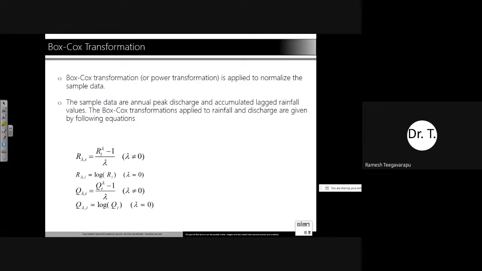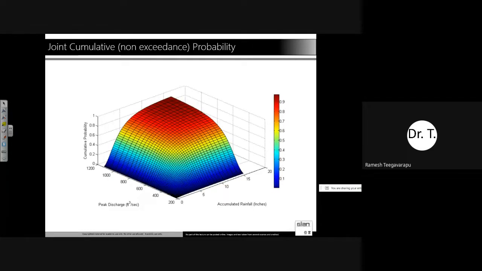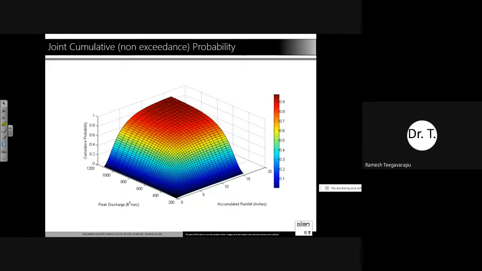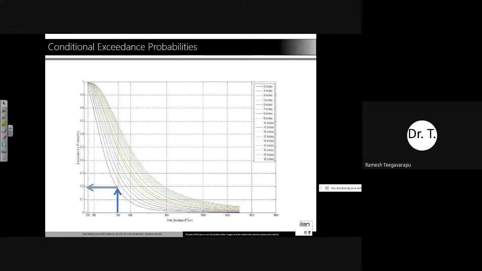These are the transformations for us so that we can achieve the normality. And this is the joint distribution of accumulated precipitation and discharge. And this is the exceedance probability. The previous one is non-exceedance, and this is the exceedance. But the conditional probability is more interesting. This is the conditional probability. So for a given amount of rainfall, what is the probability of exceeding 500 cubic feet per second discharge?